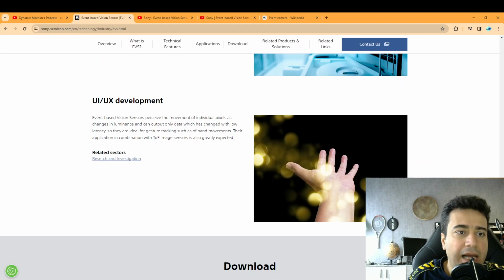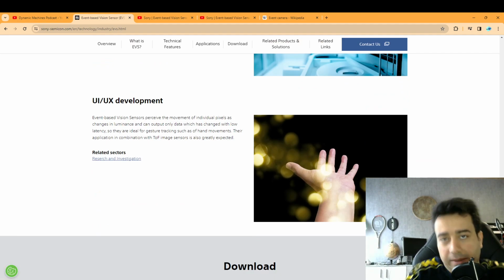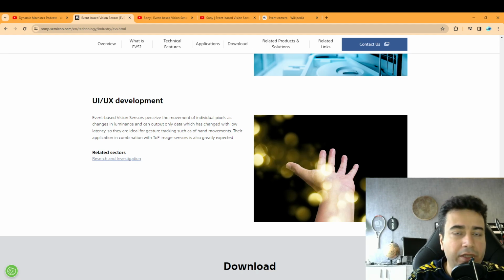And the last is UI/UX development. Of course, there are a lot of tools available in the open source community or software that you can use with your gestures to have a conversation or connection with machines. And EVS is a very nice platform to ease this process for humans to get connected with machines. So this is also another potential application for EVS.